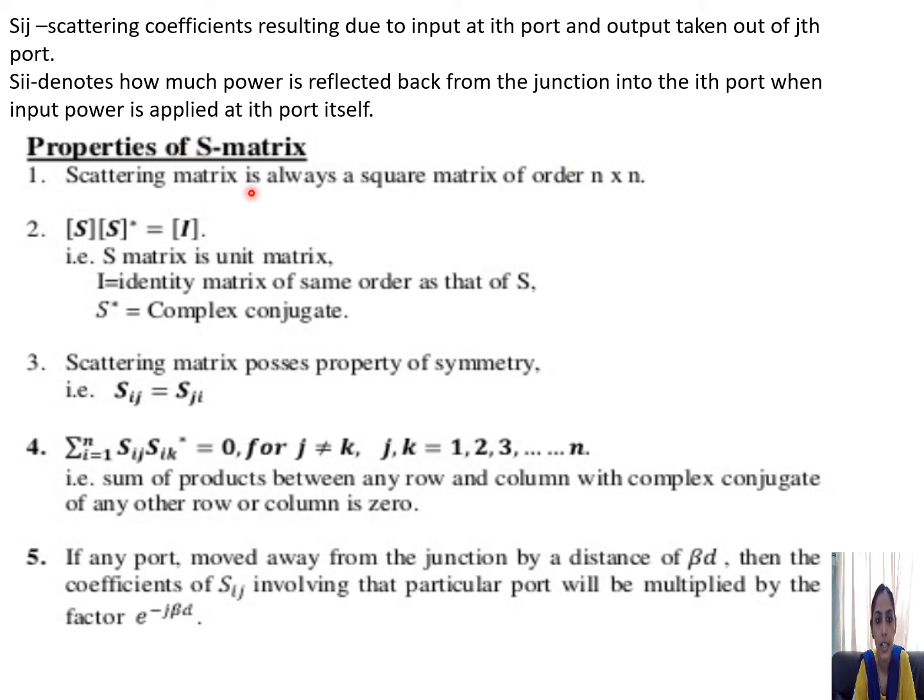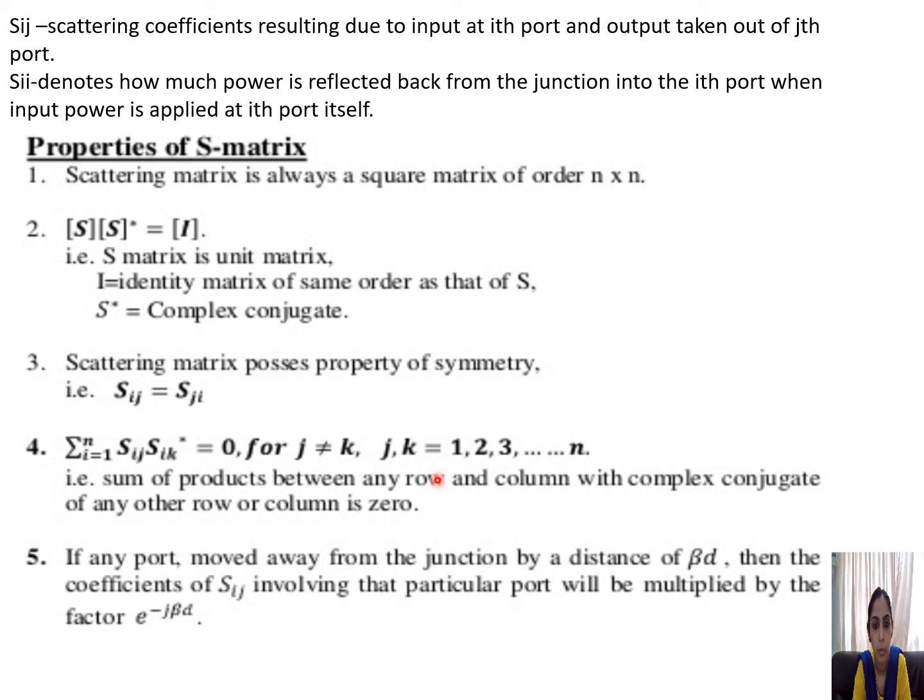First property, scattering matrix is always a square matrix of the order n cross n. Second property, S into S star, that is the complex conjugate of S, is equal to I. I, we know, is an identity matrix which has the same order as that of S. So this is the second property which we have to remember: S into S star is equal to I. Third property, scattering matrix always possesses the property of symmetry. That is, Sij is the same as Sji.